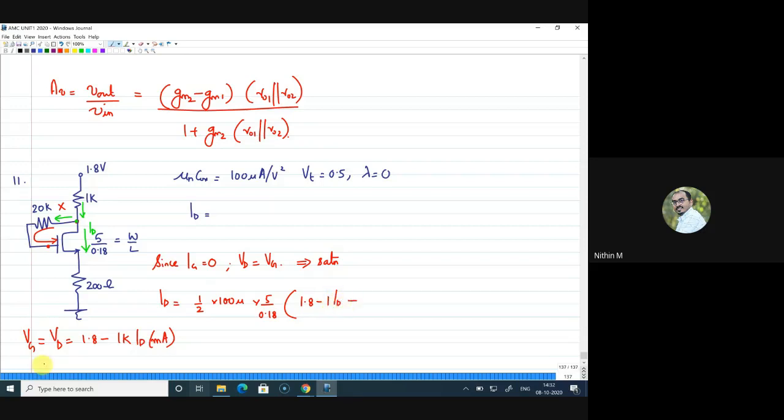What is VS? VS is the drop across 200 ohms, so I can write it as 0.2 into ID, or 200 into ID with ID in milliamps, which is the same as 0.2 into ID. So the expression is (VG minus 0.2 into ID minus VT) the whole squared, where VT is 0.5. In this, the only unknown is ID, and you will get the value for ID.